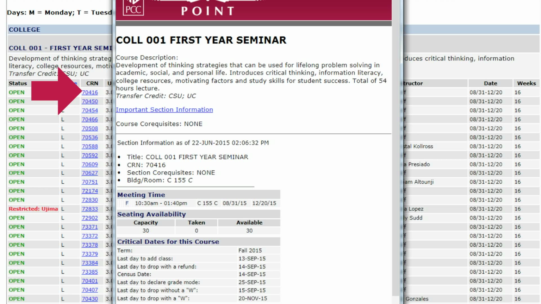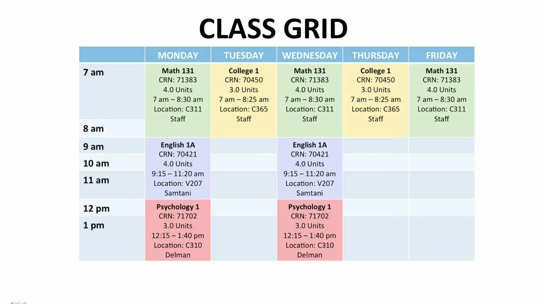If you click on the CRN or course number of a class, you'll receive further details about the class, including critical dates for the course, which provide you with the last day to add the class, last day to drop with a refund, last day to declare grade mode, and last day to drop with and without a W. This is an example of what a first-year schedule might look like. Spend some time researching the schedule of classes and creating your tentative class schedule before your registration date.